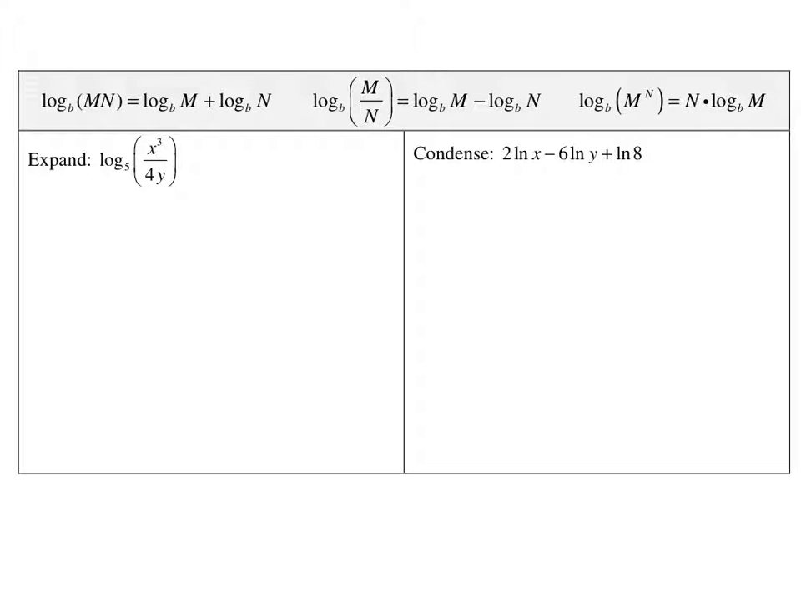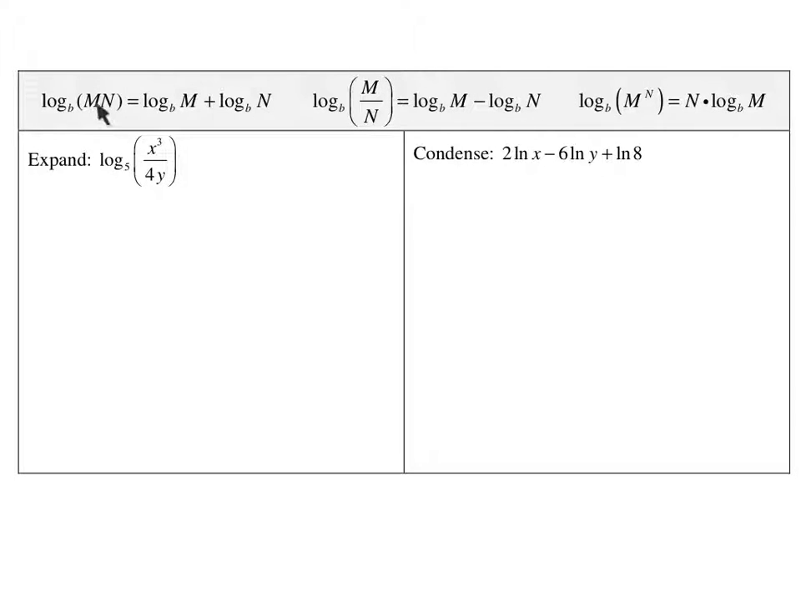We are going to be expanding logs and condensing logs. Expanding means we're going to make a log that looks like this look like that. Condensing means we're going to have a log that looks like this and make it look like this. So these are the three formulas for expanding and condensing logs.